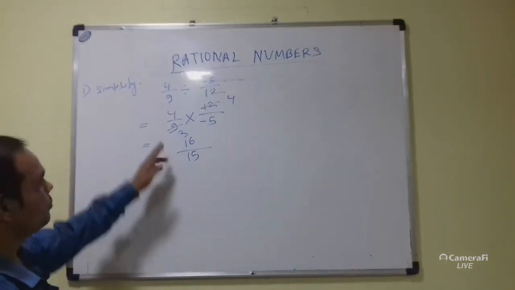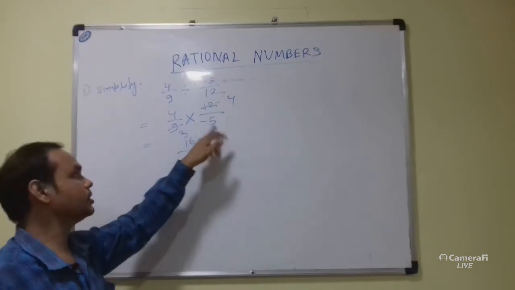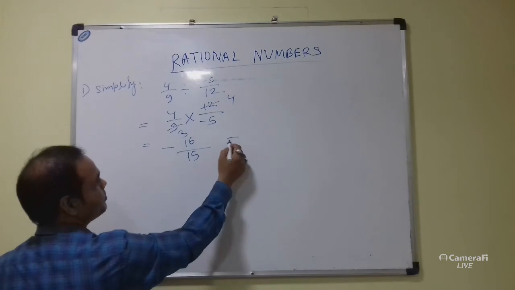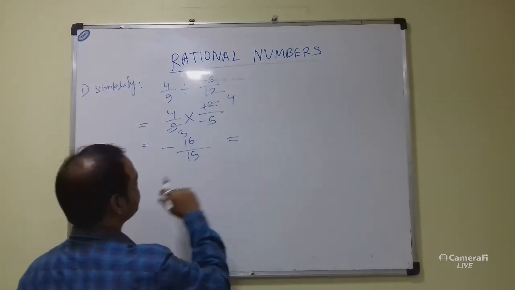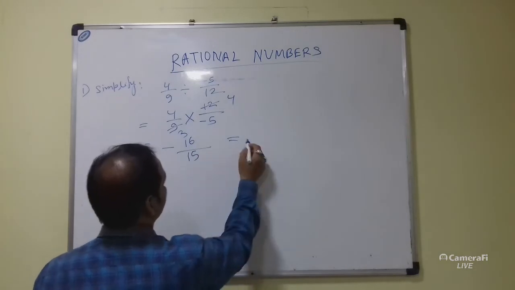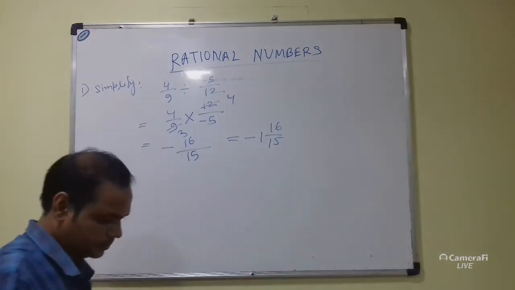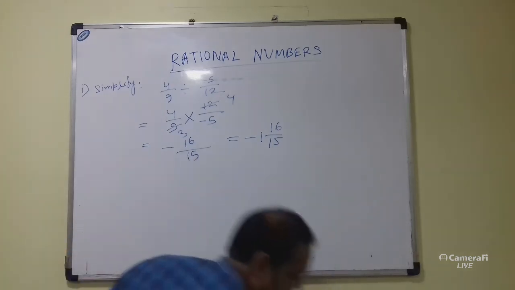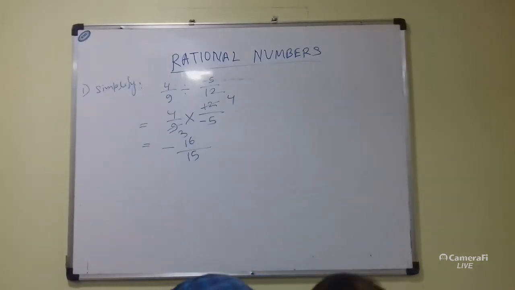But here students, the first one is a positive rational number and the second one is a negative rational number. So plus multiply minus is minus. So minus 16 by 15 is the answer, but we can convert it to minus 1 whole 16 by 15. But you need not convert it, no problem. Minus 16 by 15 is the correct answer.